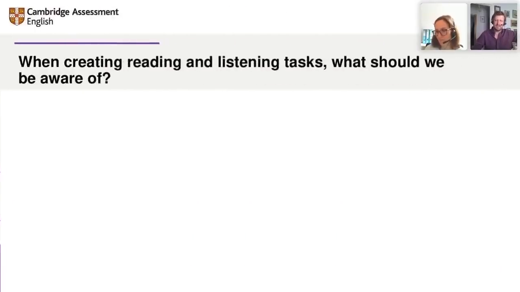So quickly in the chat box, we've spoken about a lot of this before, but anything else that you can add? So when we're creating reading and listening tasks, what else should we be aware of? Beyond things like complexity of language, what other things should we be aware of when we're creating these tasks?